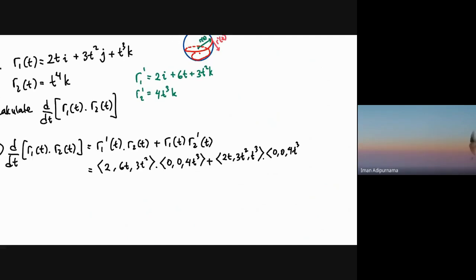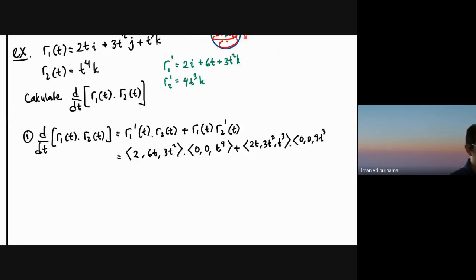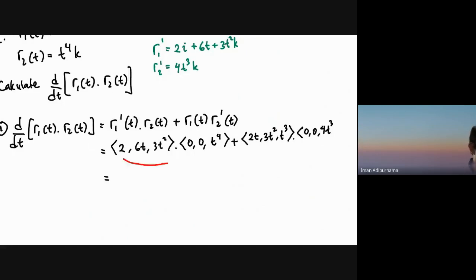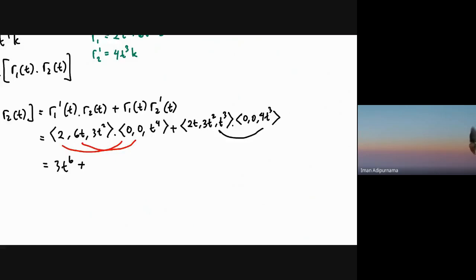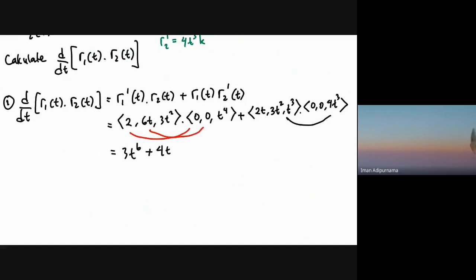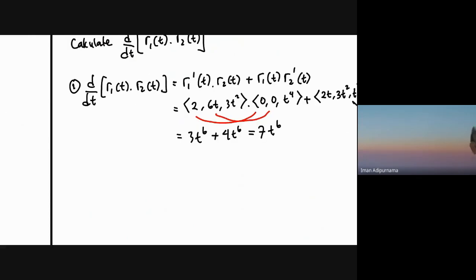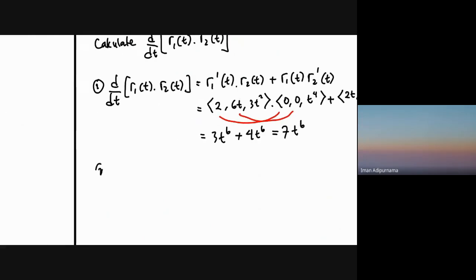Oh wait, this is t with the power of 4. So from here, this 0 and 0, and we only have 3t^6 plus, we have this, right? 4t^6. It's 7t^6, right? Or you can just derive after you dot these two.